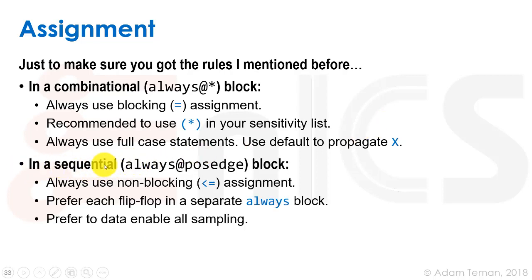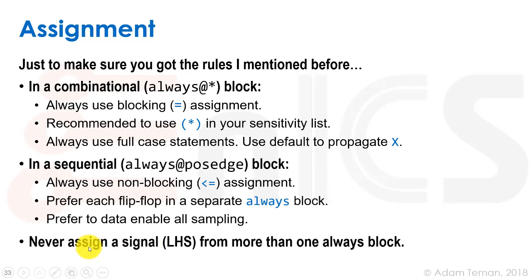In a sequential always @(posedge) or whatever block, always use a non-blocking assignment, this less-than and then equals. Prefer to have each flip-flop in a separate always block. Really give these flip-flops their due respect. And prefer data enabling on all sampling. If you can, it will help you save power. Never, never, never assign a left-hand side in more than one always block. That will cause a contention, a short. It's a mistake.